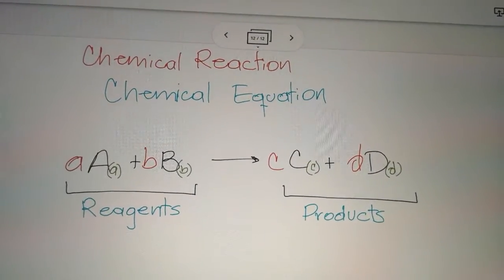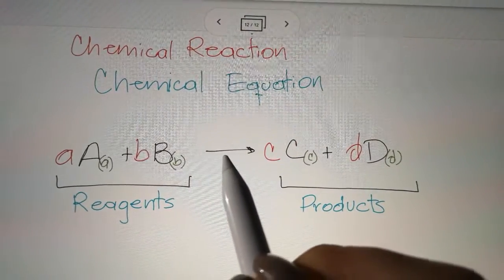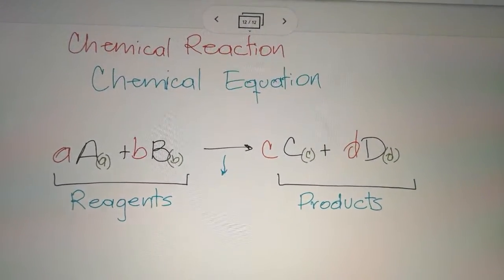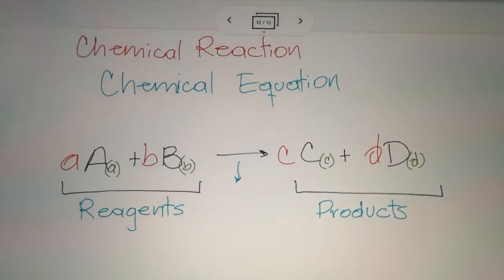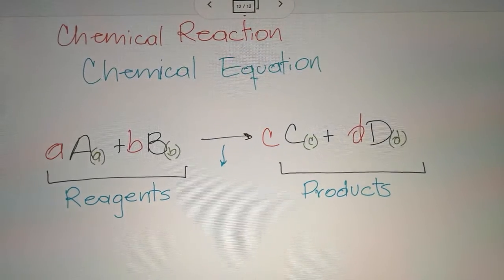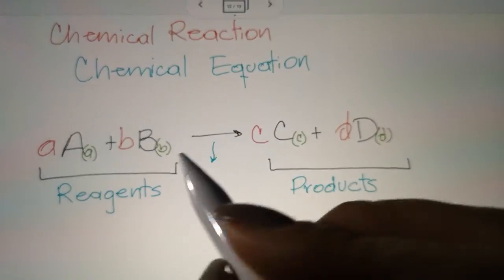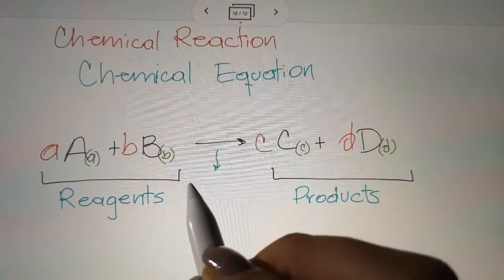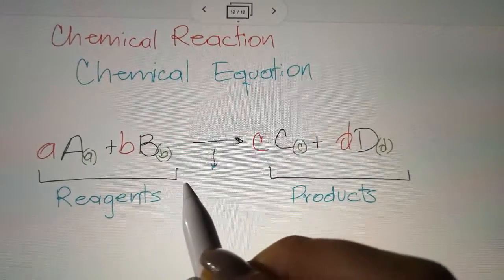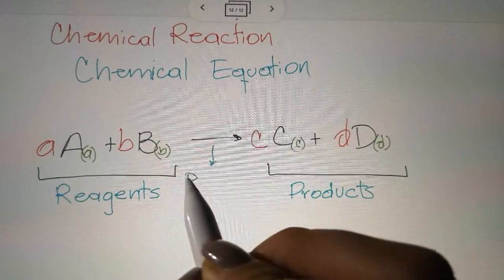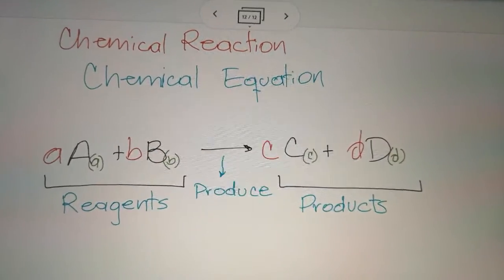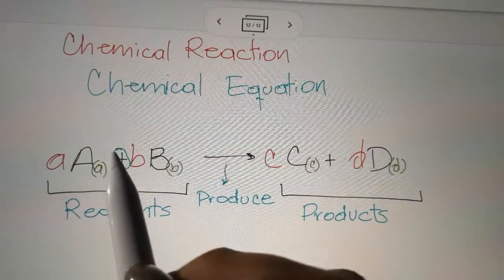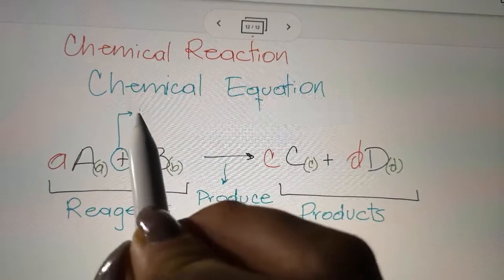The main meaning of the arrow is not that you read A plus B arrow. No. The main meaning of this, when you read a reaction or an equation, is produce. Okay? The meaning of this plus is reacts with.